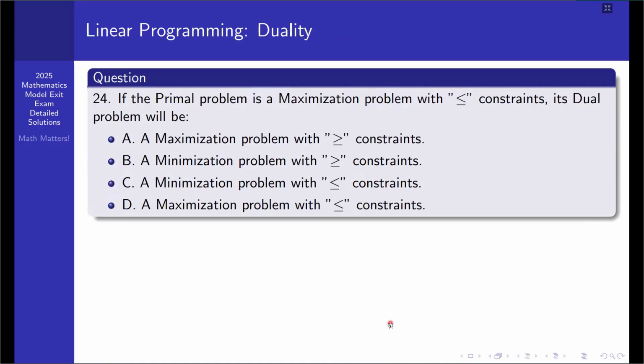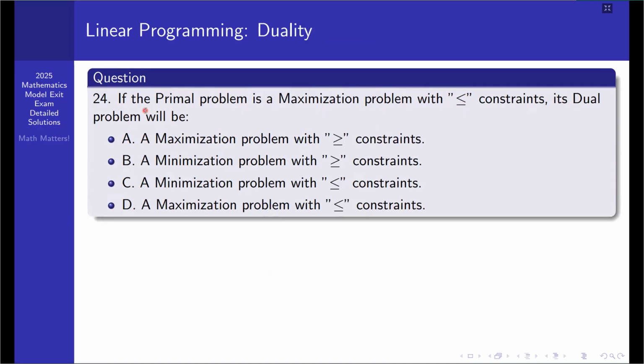Question number 24. It is a linear programming question. If the primal problem is a maximization problem with less than or equal to constraints, its dual problem will be blank.